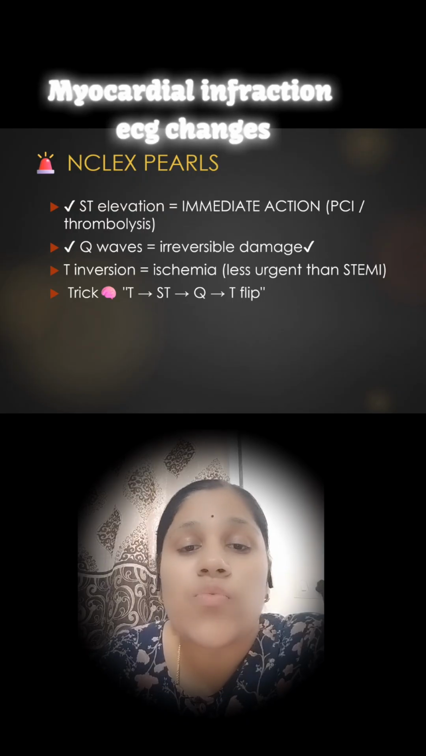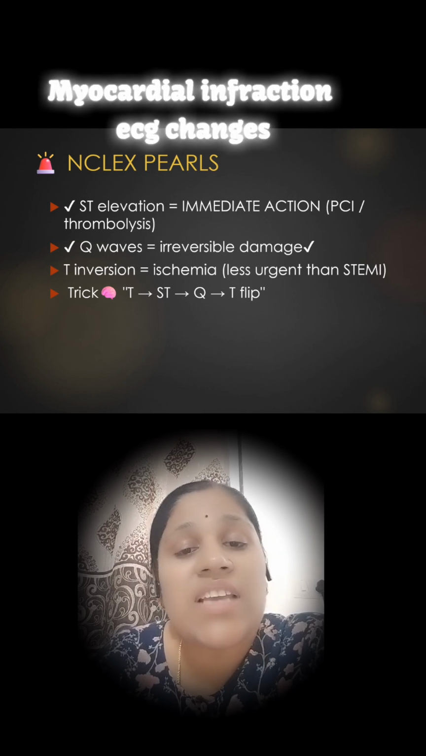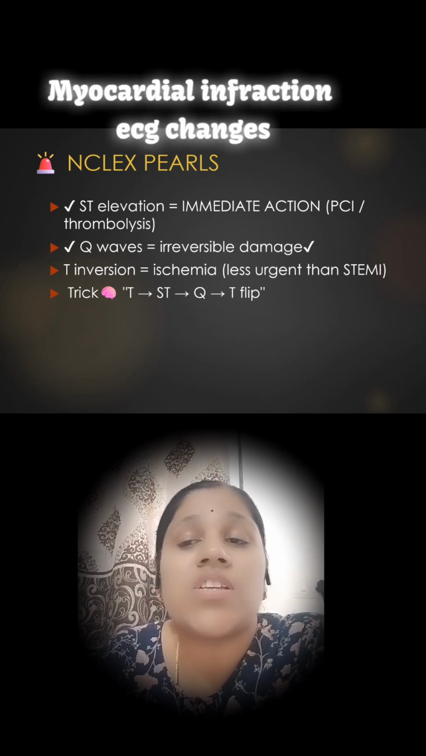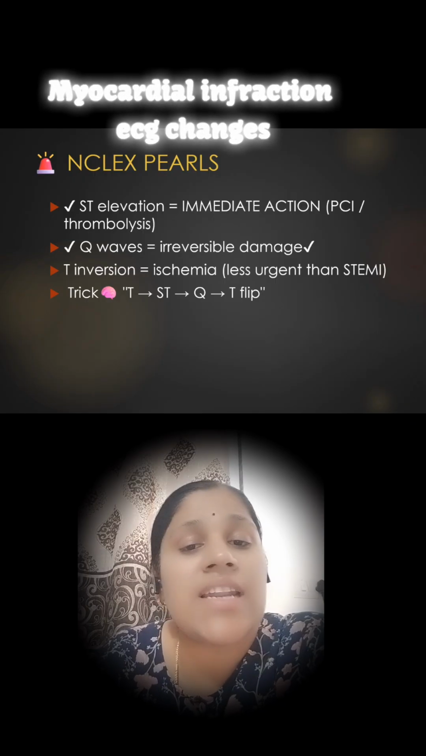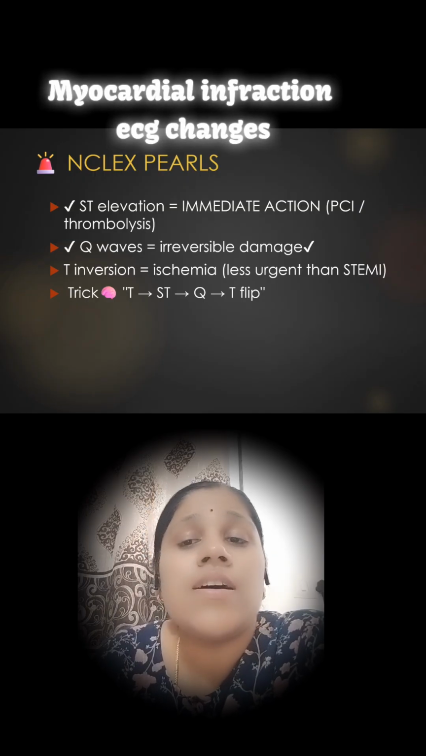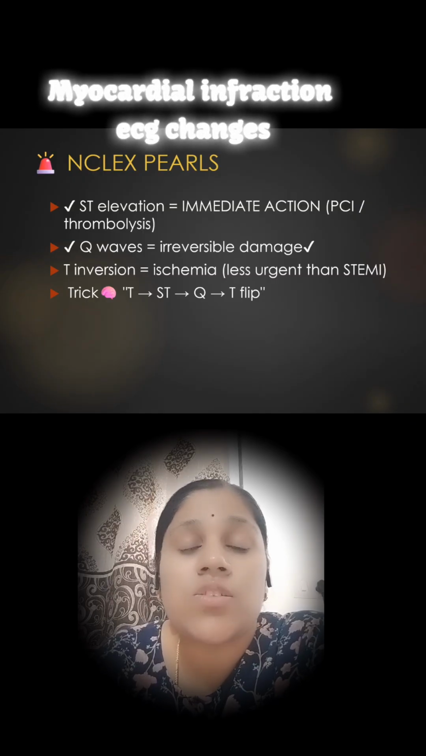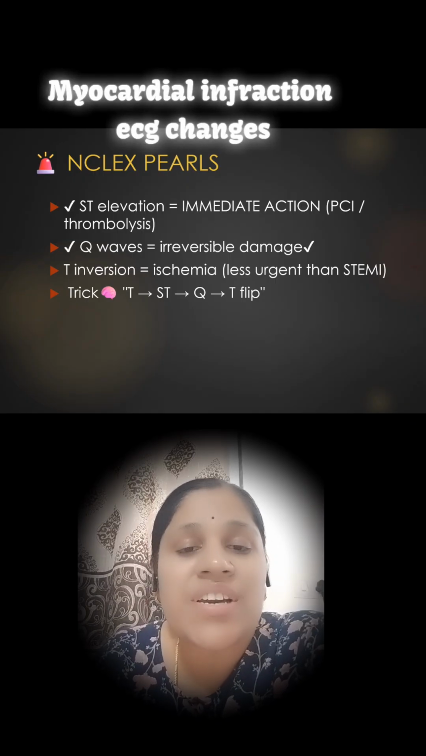So the NCLEX pearl we have to remember is that ST elevation needs immediate action, where we have to go for PCI, percutaneous coronary intervention, or thrombolysis. And if there is a Q wave present, irreversible damage has already happened to the myocardial muscles. And if there is a T inversion, it means there is ischemia, but this is not as much an emergency as the ST elevation MI. The trick is T, ST and Q, and there is a T flip. We always have to remember this.